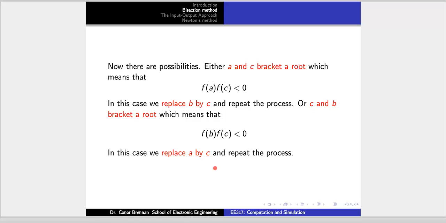Okay, so either this happens or this happens. We started off with the root somewhere between A and B. We take the midpoint, and either one of two cases happens. Either the root is now between A and C, or it's between B and C. And we halve the interval accordingly. We do a little bit of a check, see which of these two cases holds, and we replace either A or B accordingly.